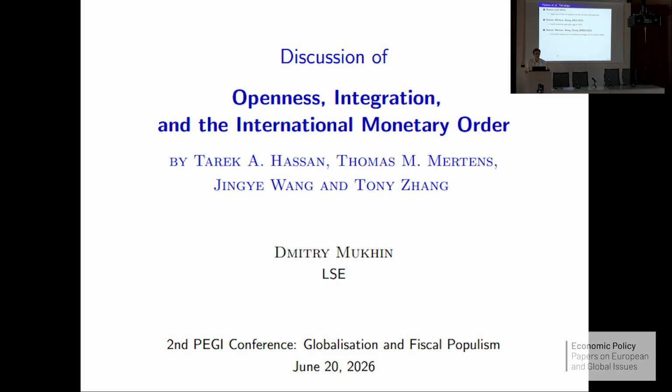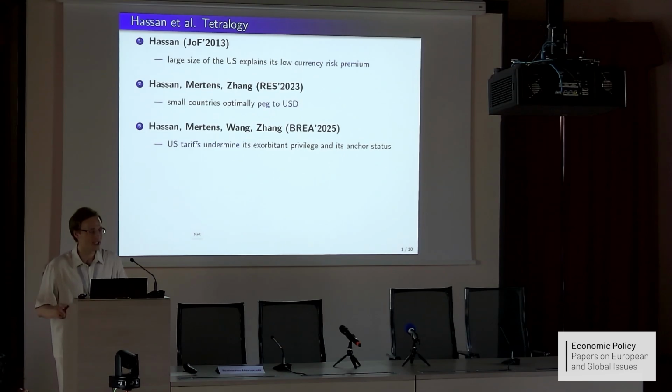Just a very quick summary of this agenda. It starts with two papers. The first one is Tarek's job market paper about the effect of the size of the economy on the global stochastic discount factor, and through that on the risk premium that countries pay. Then the second paper is about the incentives for other economies to peg to this currency. And then more recently, they have a paper on the effects of US tariffs and how much that decreases exorbitant privilege and undermines the anchor status of the US dollar.